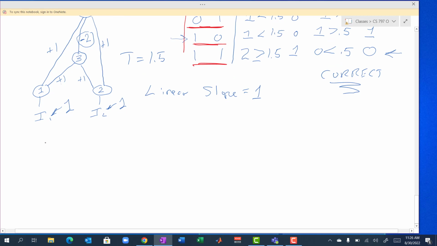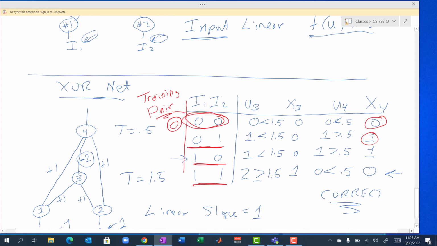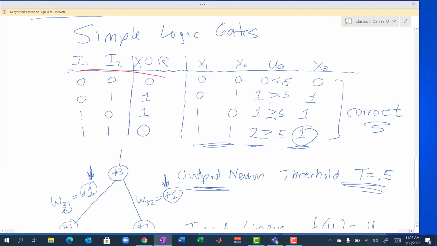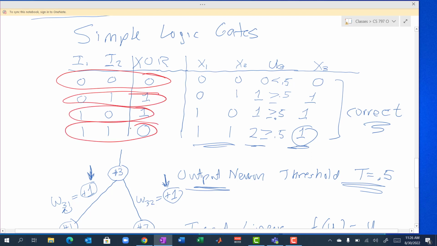A training pair is some inputs paired with the correct output. And maybe we see that more clearly if we go back up to the previous value. This, with its correct value, is a training pair. This is another training pair. This is another training pair. And then this is the fourth training pair.